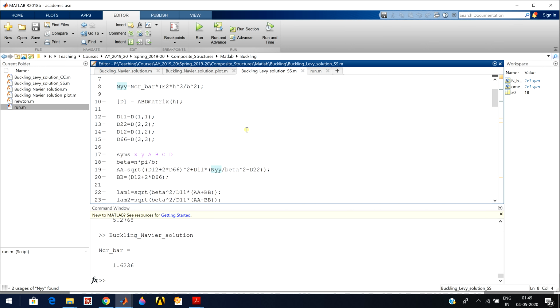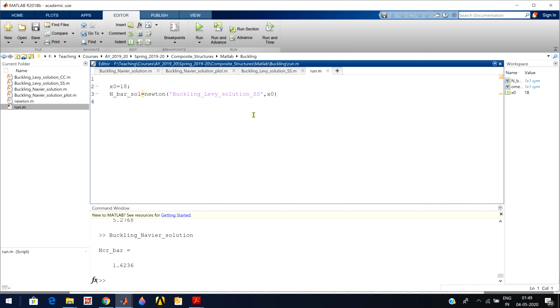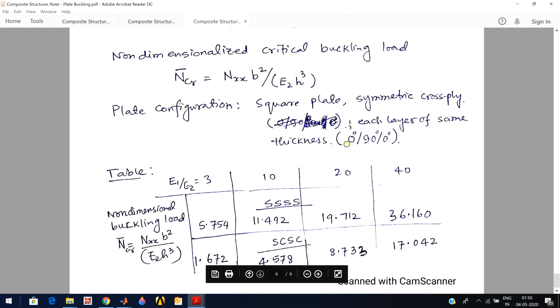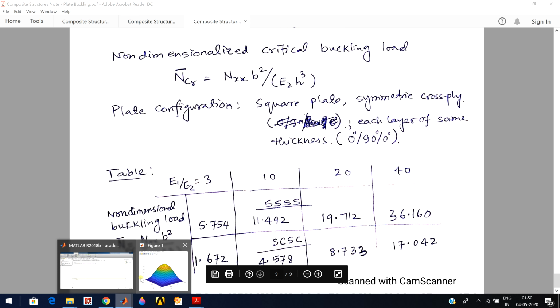Okay, so for now I'll use this run command. Here we know that the solution is near 18, so I just put 18 or 17 or some number, and then 19.7123, that is the number we got, and you can see for 20 it is 19.712. So if I change to 10, then I should get some number which is close to 11.